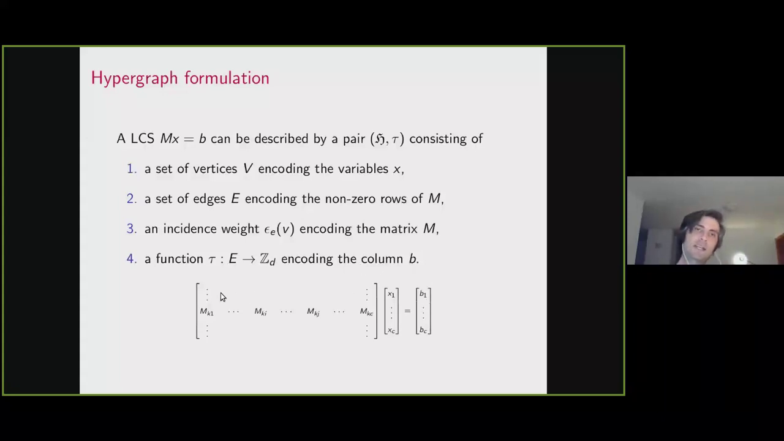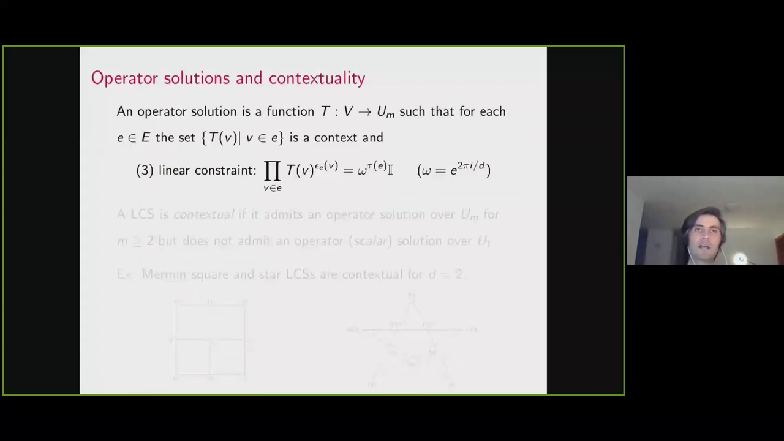So you can either think of a linear constraint system as a matrix equation like this, or, precisely in the same way, as a hypergraph plus a function tau. So an operator solution, to be more precise, is a function from the set of vertices to the unitary group, such that for each edge, the set of operators restricted to the edge is going to be a context.